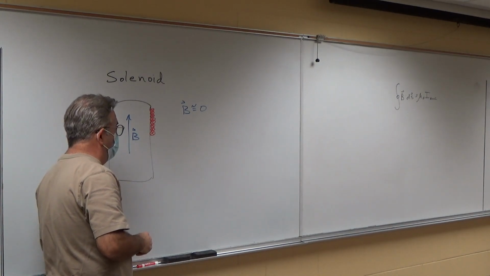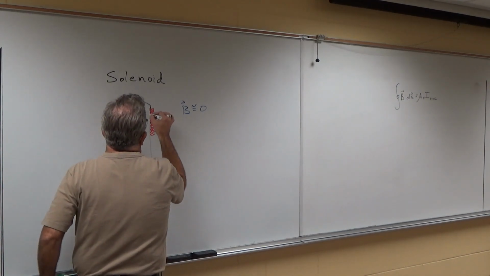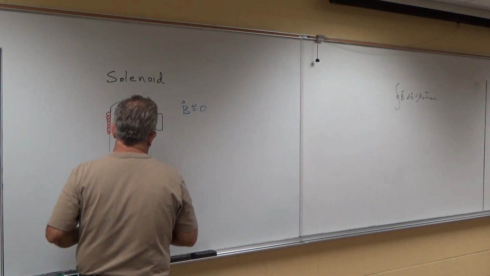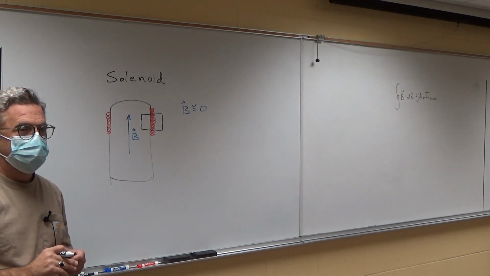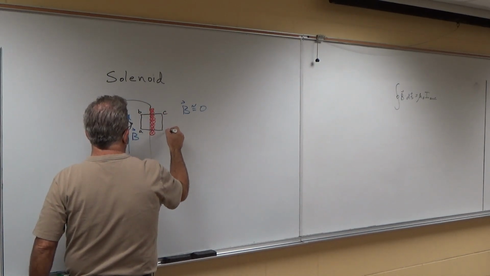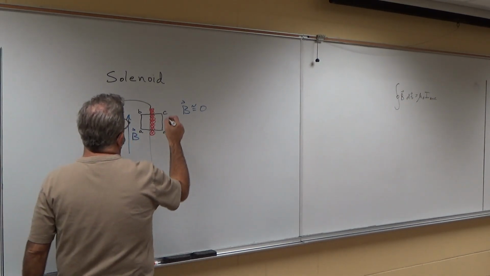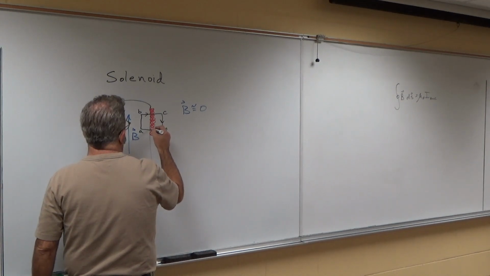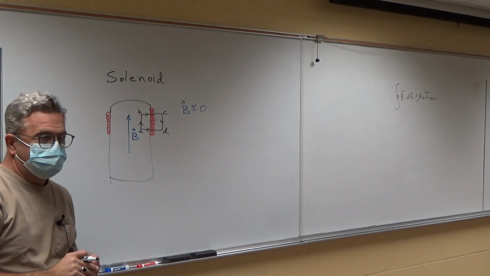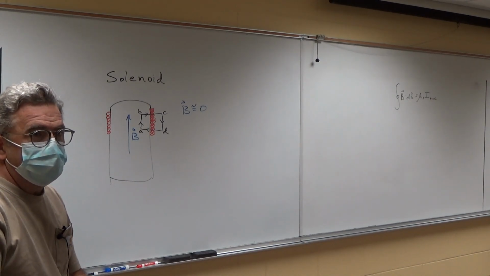Here's my Amperian loop. Like a Gaussian surface, you have an Amperian loop. It's a little rectangle. I'll call this point A, this is B, this is C, this is D. And I'm going to go around the loop clockwise. I know this is all contrived, but it works out pretty sweet, okay? You could choose any loop, but this loop makes it easy to calculate.